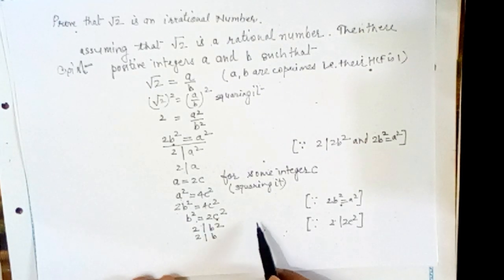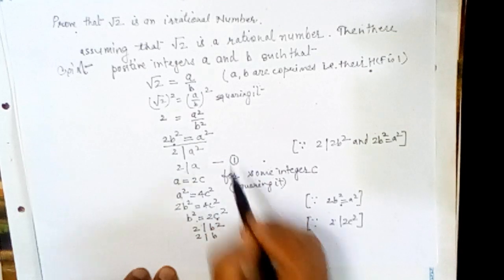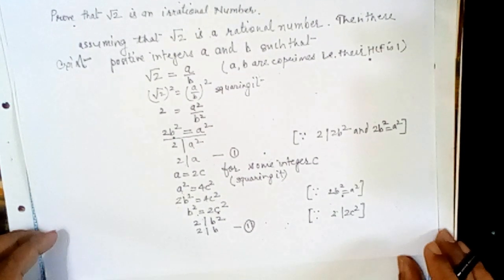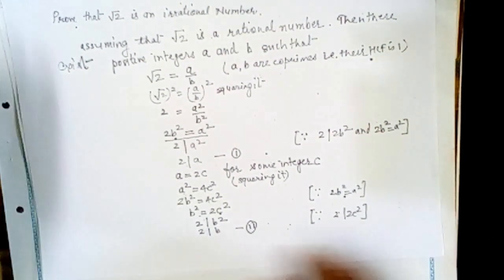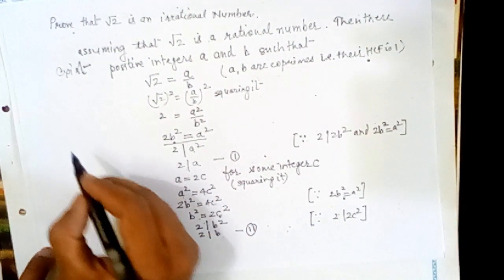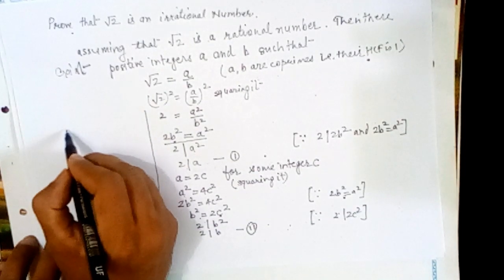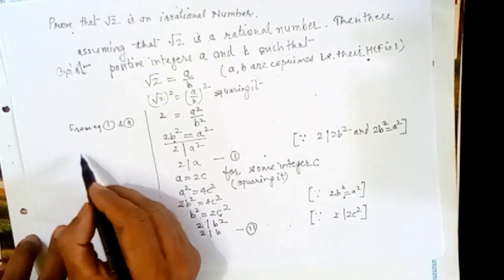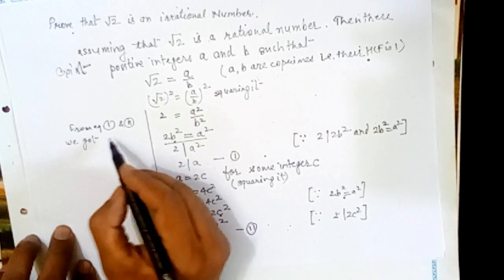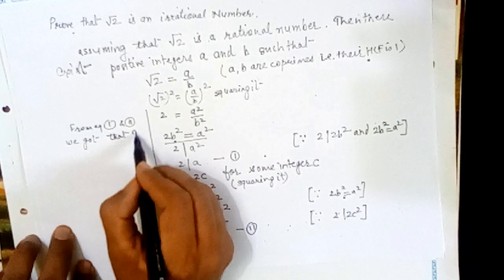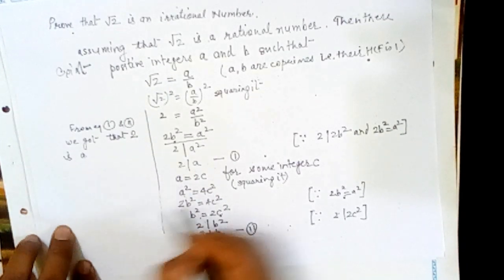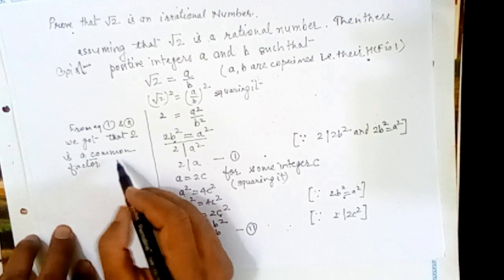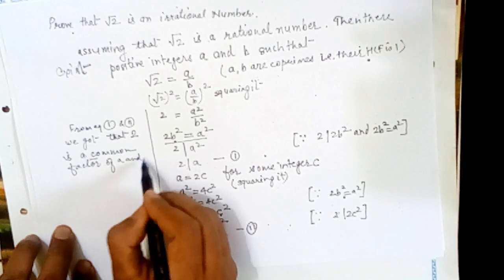Now from these two equations, this we can say is equation 1, and this is equation 2. From equations 1 and 2, we got that 2 is a common factor of A and B.